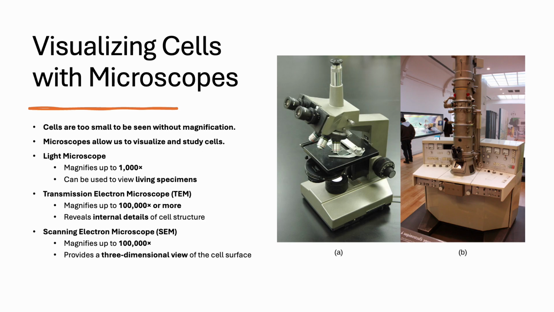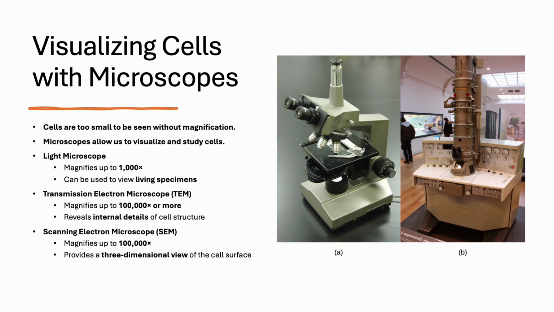Because cells are too small to see with the naked eye, microscopes are an essential tool for studying them. The light microscope uses visible light and glass lenses to magnify objects up to 1,000 times, making it ideal for viewing living specimens such as cells in motion. However, its resolution is limited, meaning we cannot see fine details inside the cell. For that, electron microscopes are used.